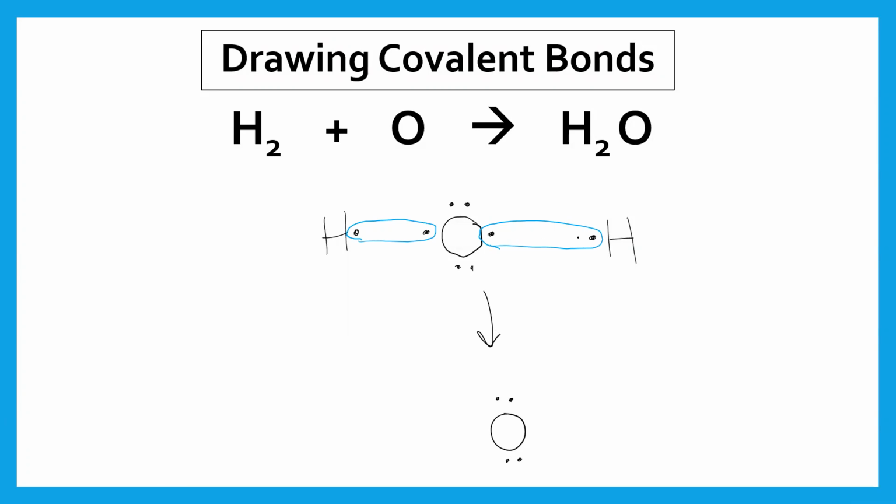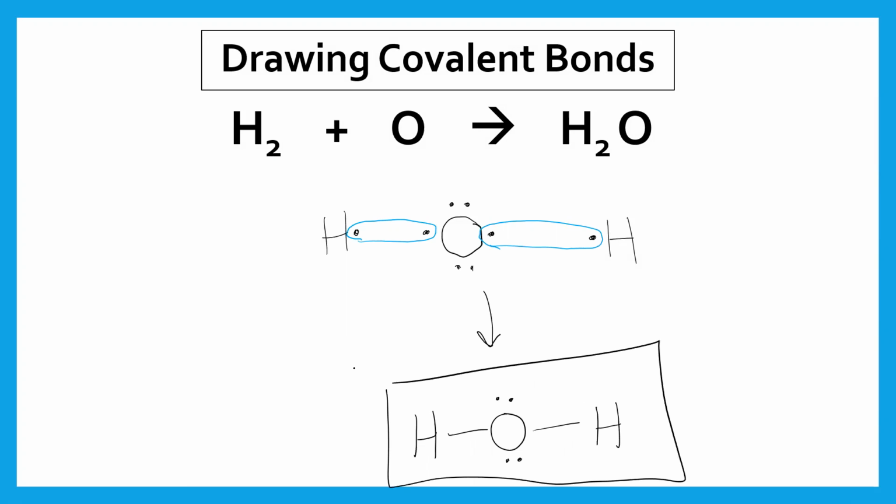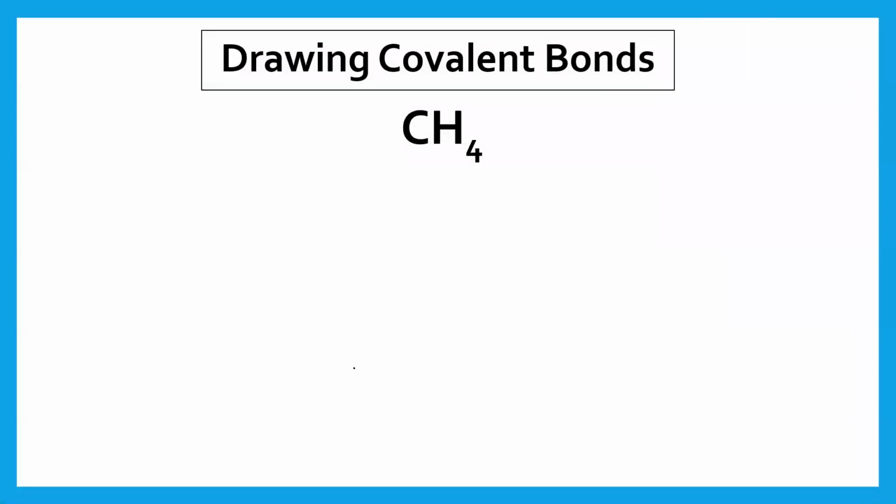And now I'm going to have 1 bond, 1 line between oxygen and the right H. And I'm going to have 1 bond between H on the left and oxygen. And now you can check your octet. So I have 2 for this H because 1 line, 2 for this H. And then if I look at oxygen as a whole, I have 1, 2, 3, 4, 5, 6, 7, 8. So this is your final product. You can always do this for Lewis structures too.